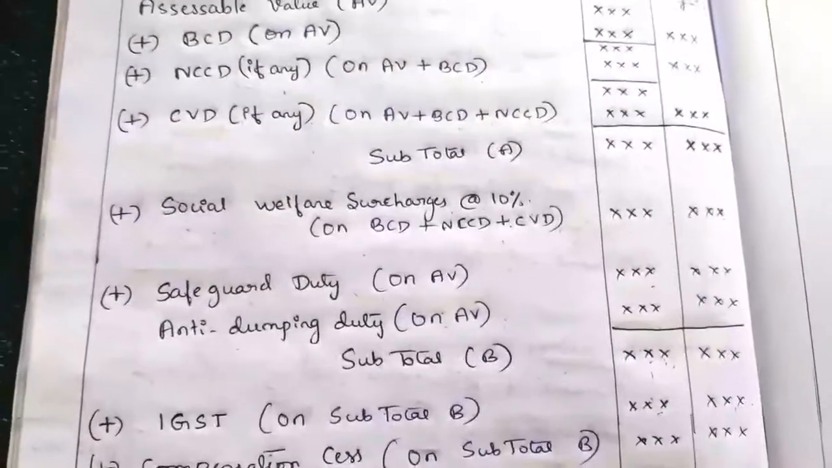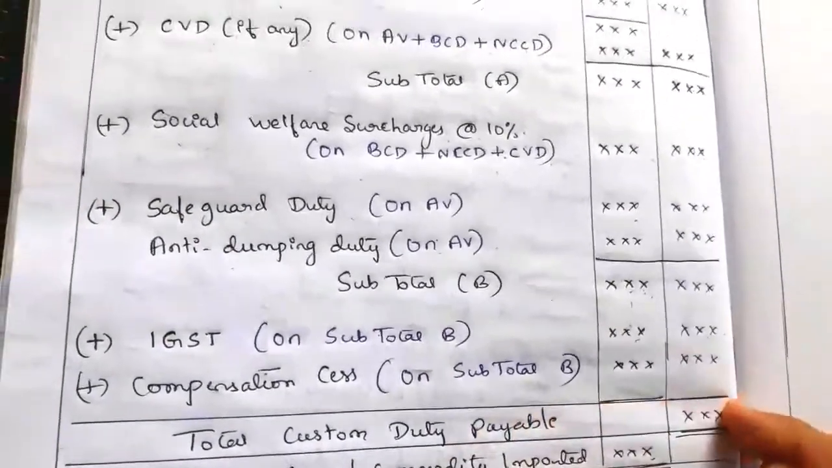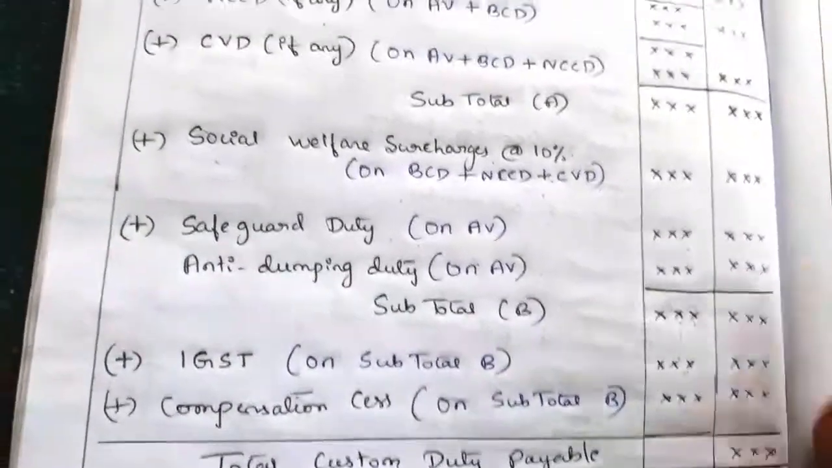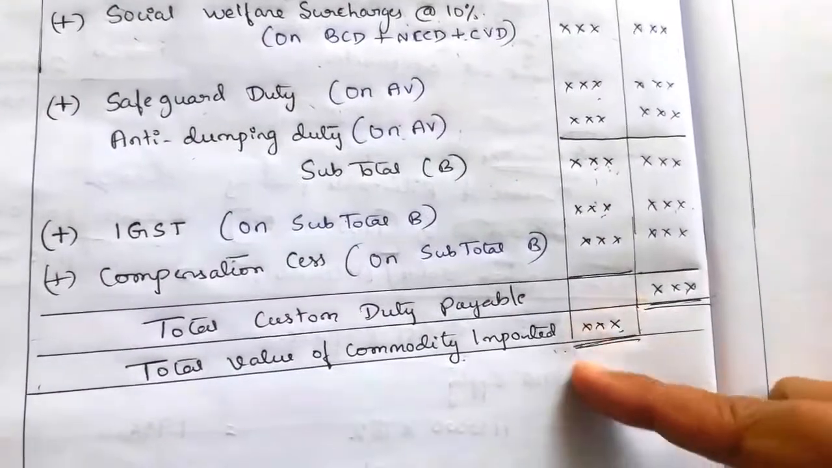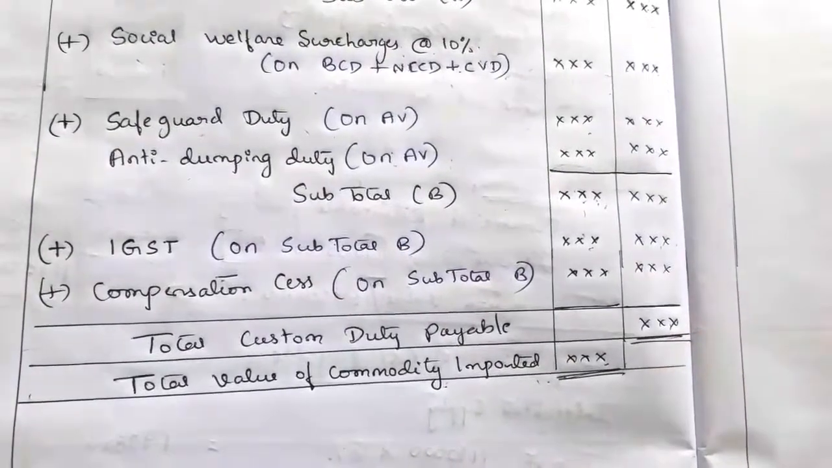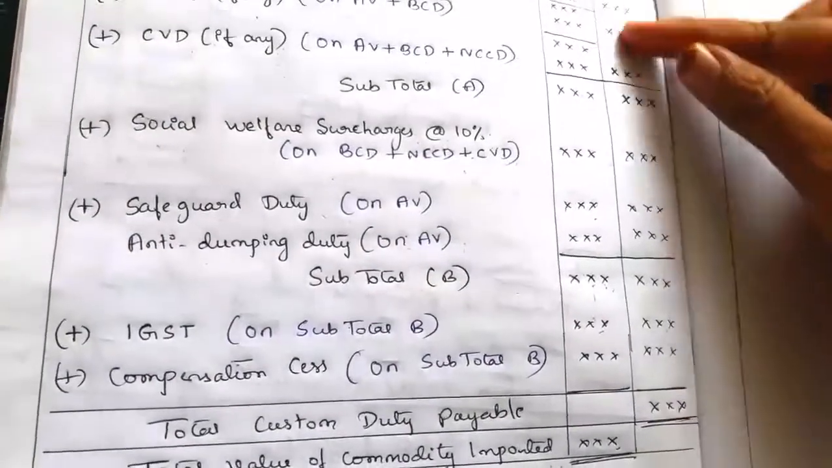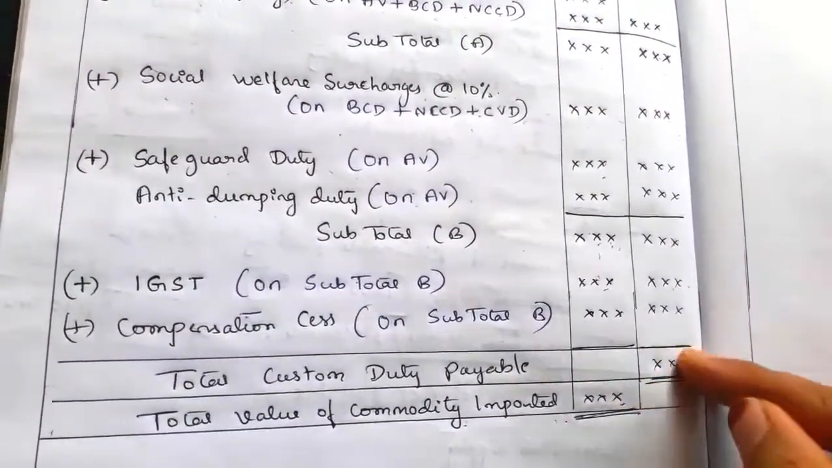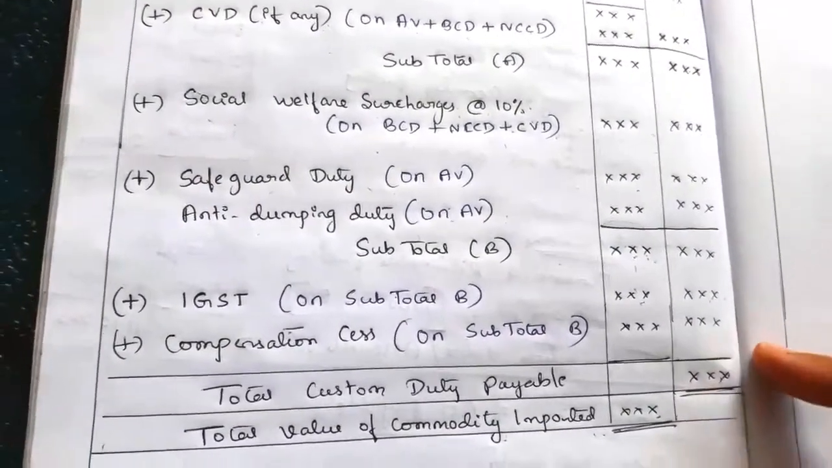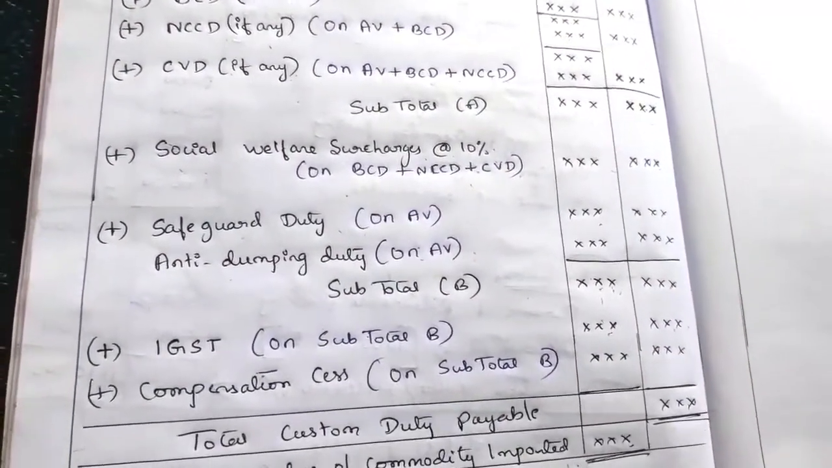So these are the various taxes levied on the import of commodities. The total of the first column is the total value of the commodity imported. It is the value plus the tax paid for that commodity imported. The second column shows the total duty, that is, how much custom duty will be paid on that import. So the total of the second column is the total custom duty payable. The determination of custom duty payable is important for a 6 marks question.